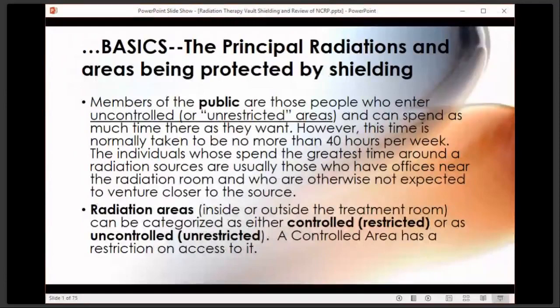There are radiation areas, inside or outside of the treatment room, which can be categorized either as controlled or restricted areas, or as uncontrolled or unrestricted areas. A controlled area has a restriction on access to it. It can be signs, verbal communications, or gates and locked doors.